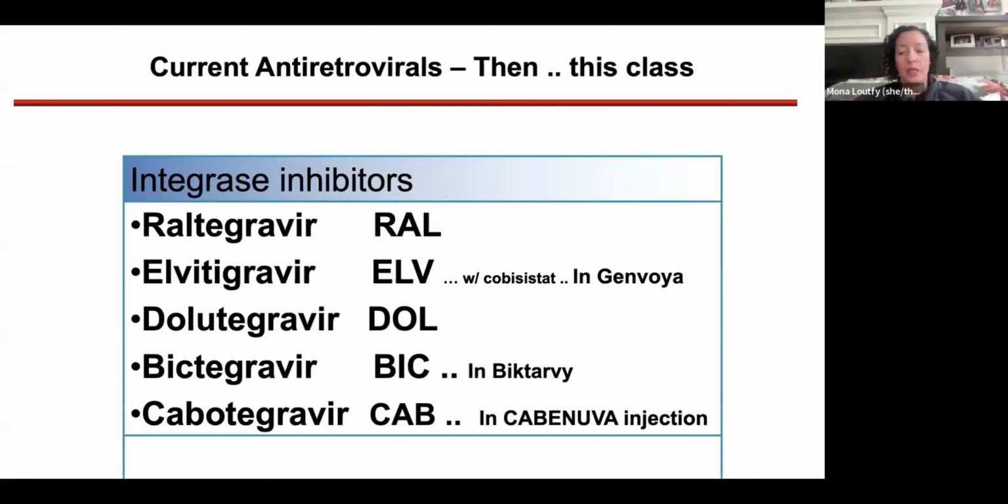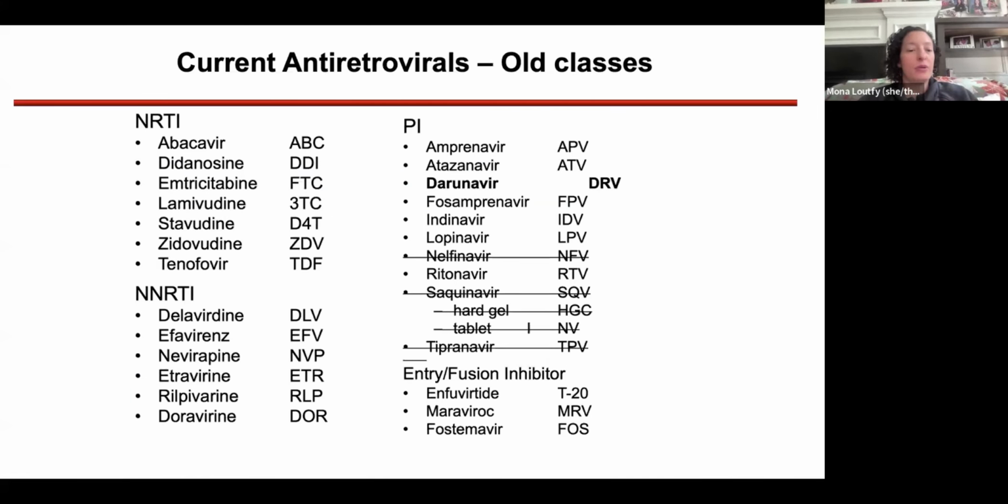Changed everything. So then the next class that came out in around 1999 were non-nucleoside reverse transcriptase inhibitors. So again, it works at the reverse transcriptase, but it's a non-nucleoside. So it's not like a thymidine or a cytosine analog that causes a chain termination. These ones work directly at blocking and stopping reverse transcriptase.